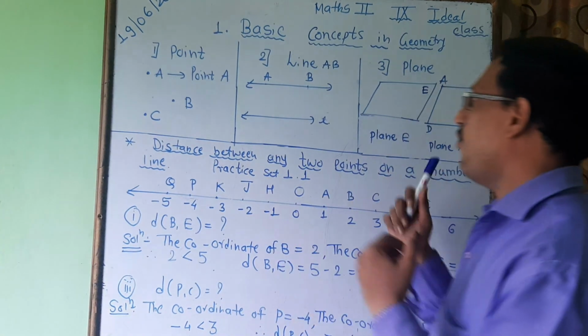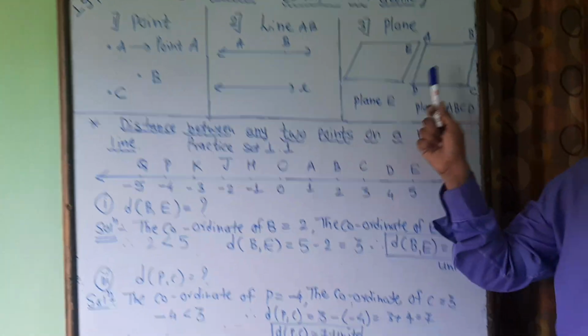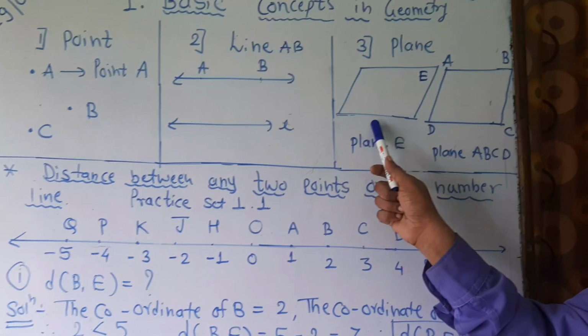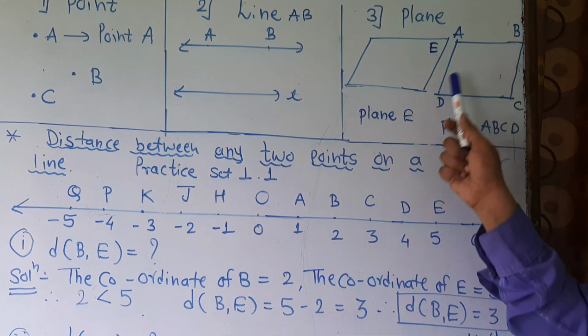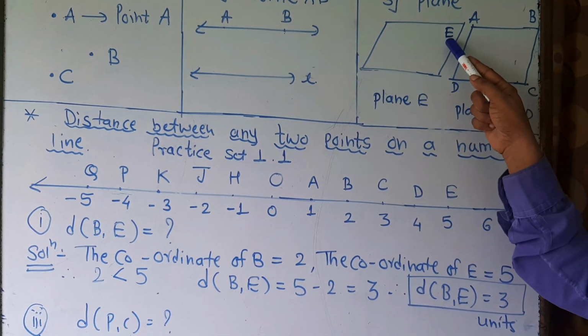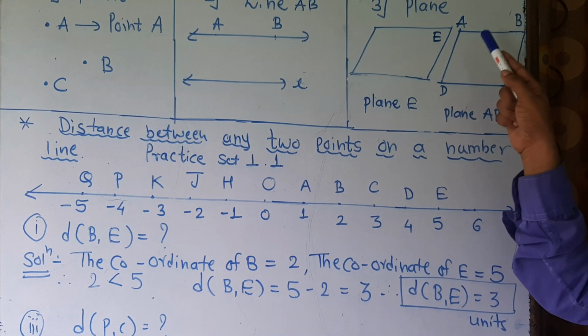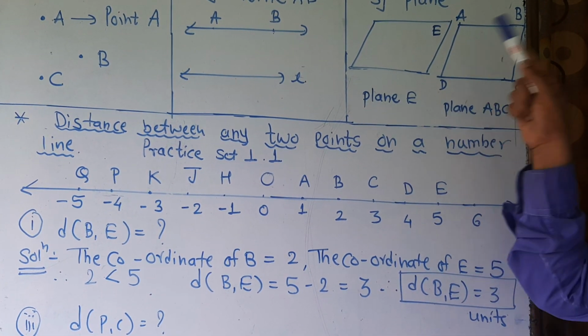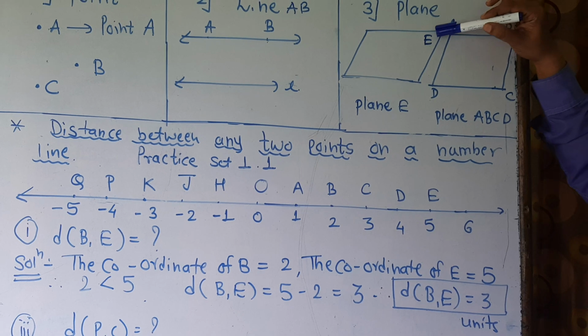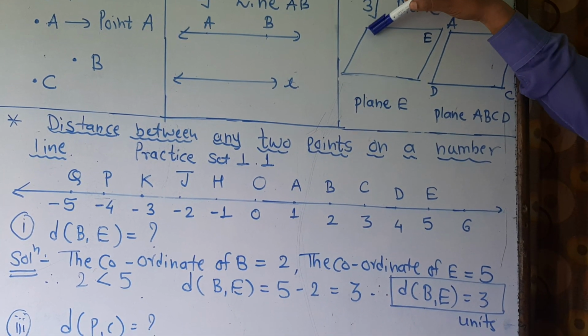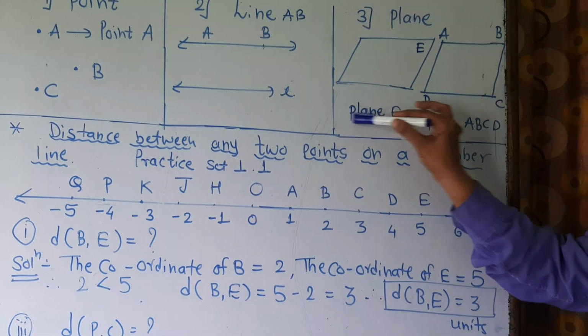So in geometry, how are we going to represent a plane? This is a plane, a quadrilateral in shape. It may be triangular in shape, but I have taken a quadrilateral-shaped plane. I have written E here. What is E? E is the name of the plane. This name can be written at the right corner, the left corner, or outside the plane. So this is the plane E.